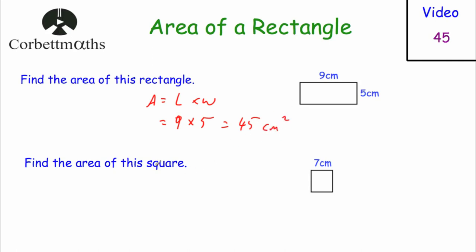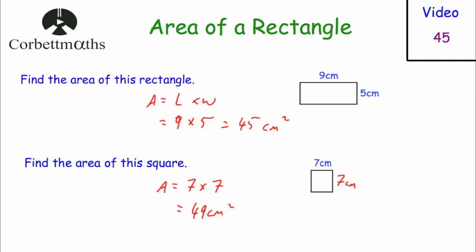And our next question is to find the area of a square. So here we've got a square and it's got a side length of 7 centimetres. And because it's a square, that means that all sides are 7 centimetres. So that means that if the length is 7, the width is 7. So to find the area, we're just going to do 7 multiplied by 7. And 7 times 7 is 49 centimetres squared. And if you want to watch the Corbettmaths video on area of a rectangle, watch video 45.